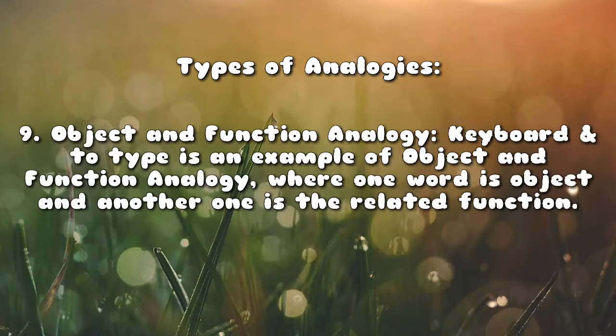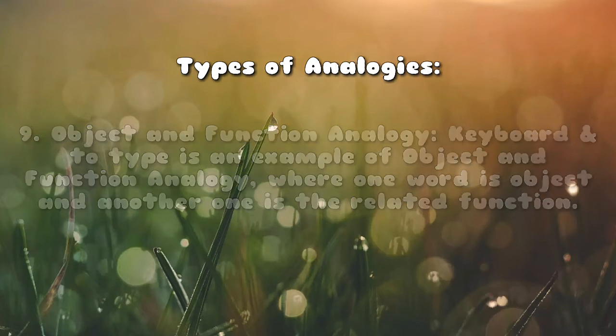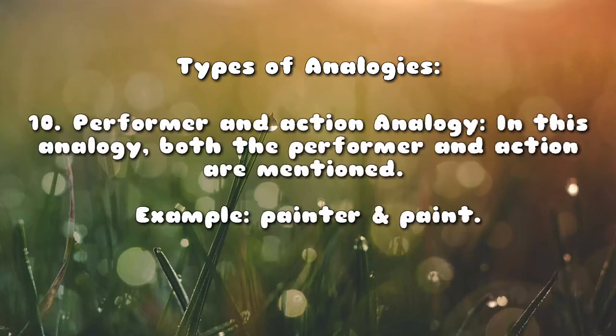9. Object and function analogy. Keyboard and to type is an example of object and function analogy, where one word is object and another one is the related function. 10. Performer and action analogy. In this analogy, both the performer and action are mentioned. For example, painter and paint.